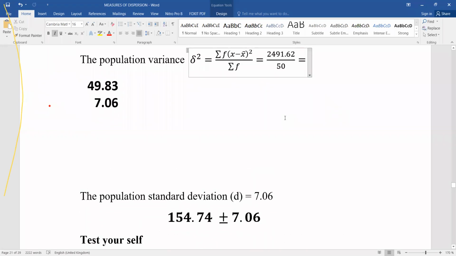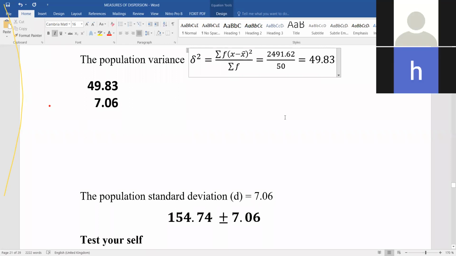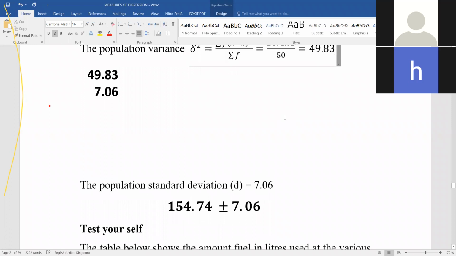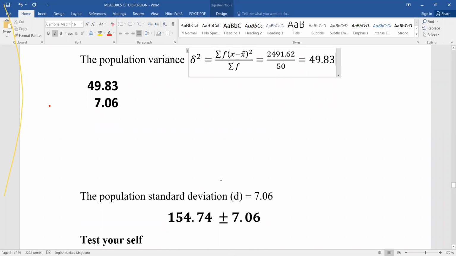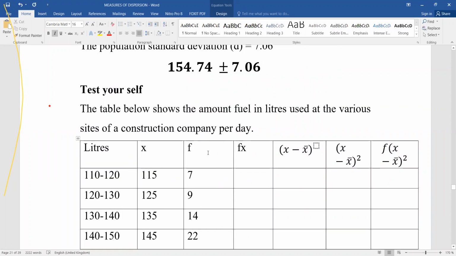Birungi, you're correct. 49.8383. So find the square root of that answer. That is the variance, and we need to find the standard deviation. So the square root is 5.06.